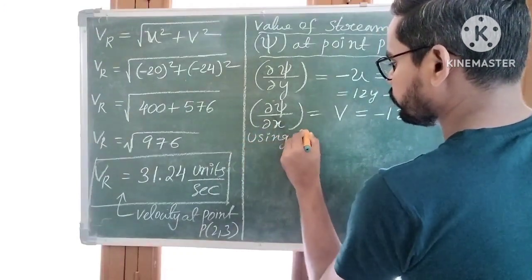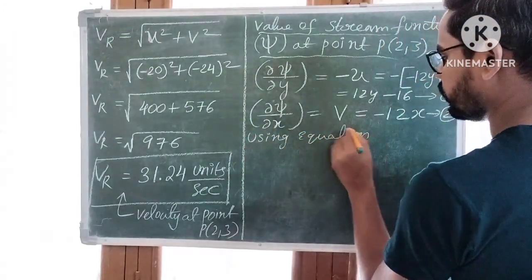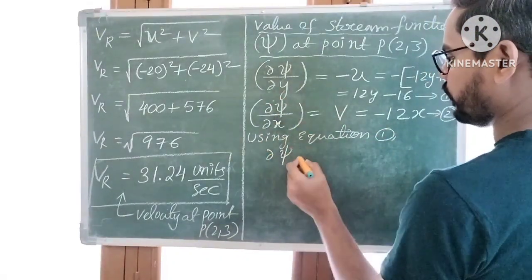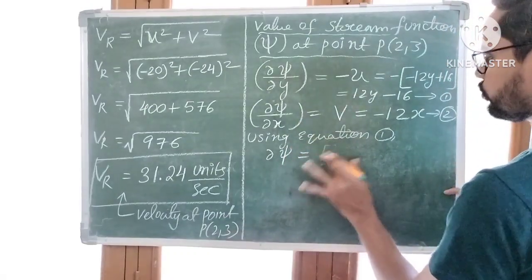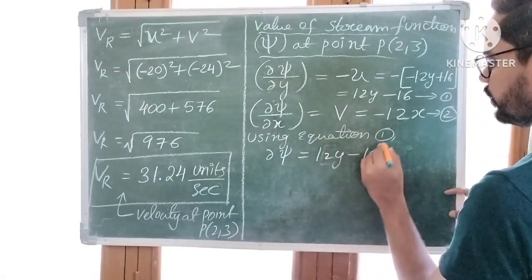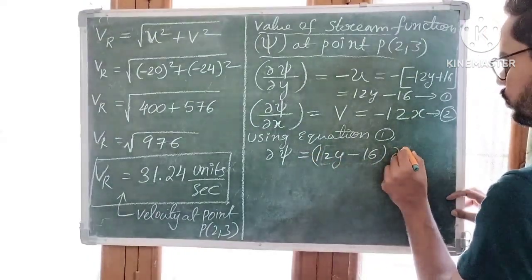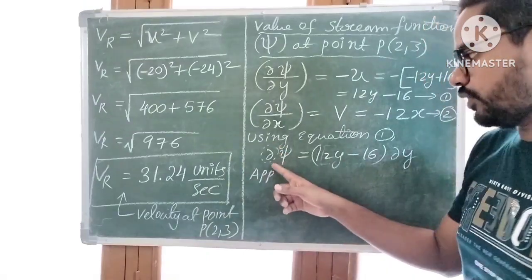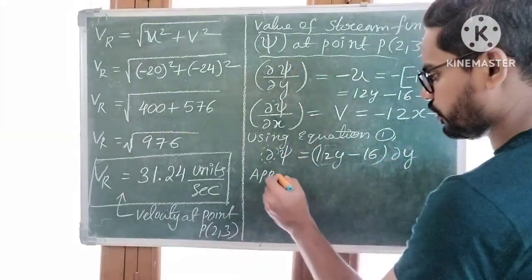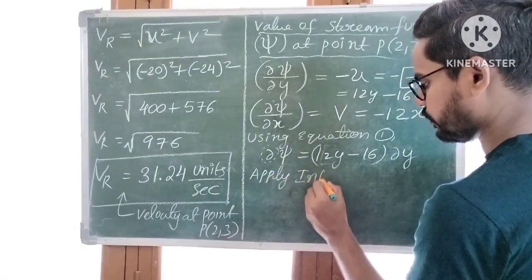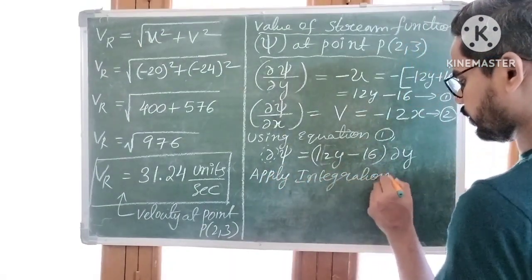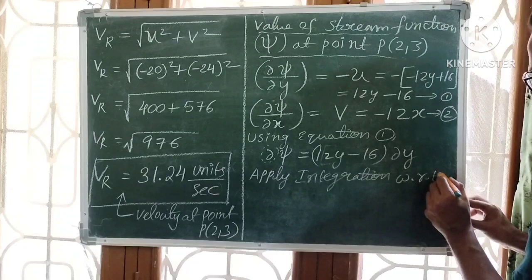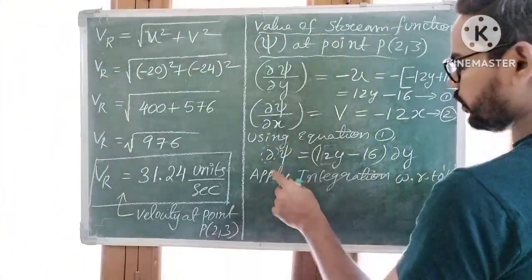Using equation 1, dou psi by dou y is equal to 12y minus 16. To eliminate the derivative, what do I have to apply? Apply integration with respect to y.